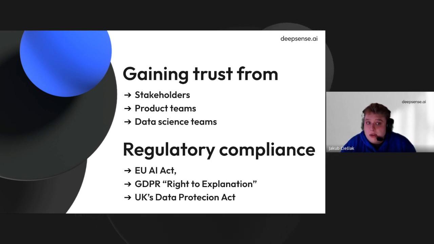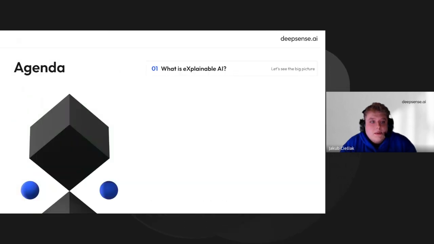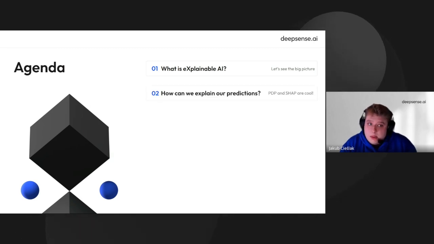And you might now wonder, what will we cover here in this deep talk? So, first, we will talk about what is explainable AI and how different approaches work. How can we explain our predictions? Here we will see how SHAP values and partial dependence plots can help us see what our model sees.